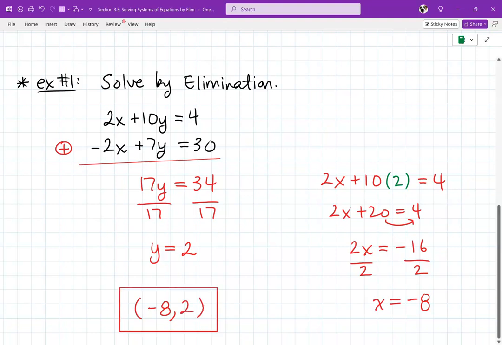What do you guys think? Better than substitution? I like it. Not bad. Okay? I don't mind this type of elimination. The one I do mind sometimes is the one where you got to get a little more complicated. So we're going to do that tomorrow. Okay? But that's not too bad.